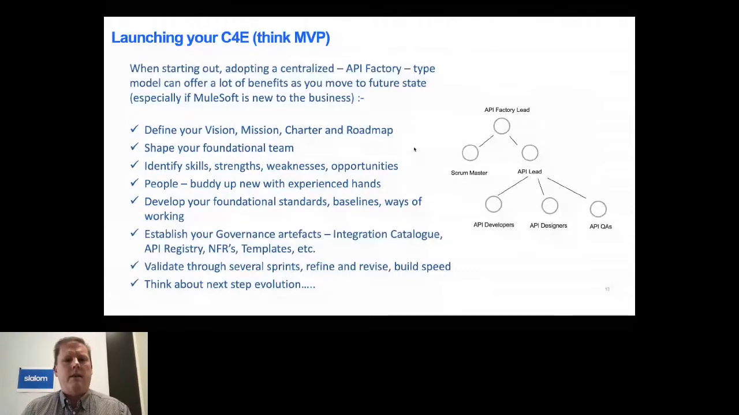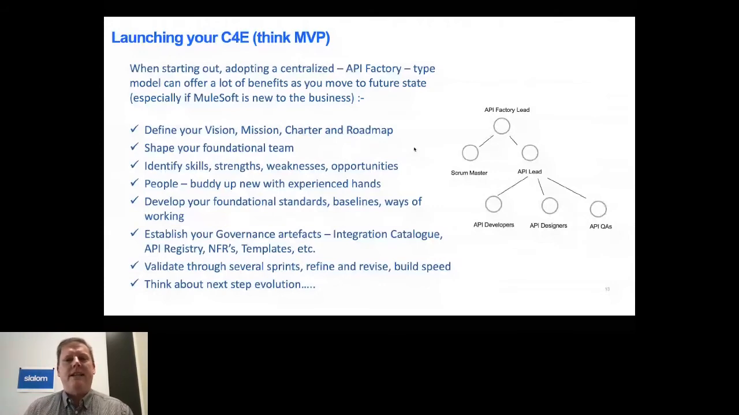And you want to create a foundational team around that of strong people. Sometimes you want new people coming in that are learning MuleSoft, and you have to pair them up with experienced people so they learn the best ways of delivering MuleSoft and APIs in that business. But you also want to do, as part of your MVP, your foundational standards, baselines, and ways of working. And that includes setting things up like your governance artifacts, like your catalog, a registry for APIs that you're going to use for design, non-functional requirements and templates, and all of those things. And really what you want to do in your MVP is try and have the right team structure, but also use your initial sprints to help validate that structure, validate the frameworks and standards and other things that you're starting to step out with. And then you can iterate that structure out.